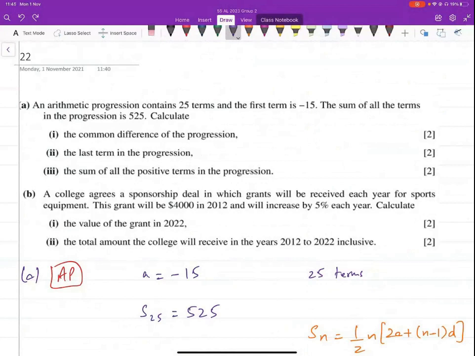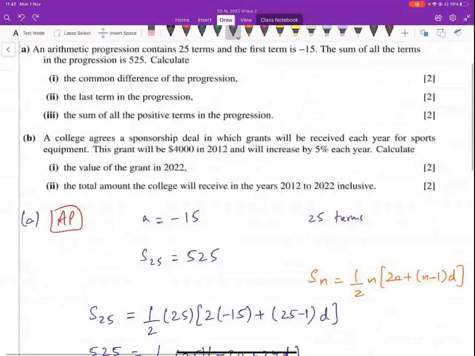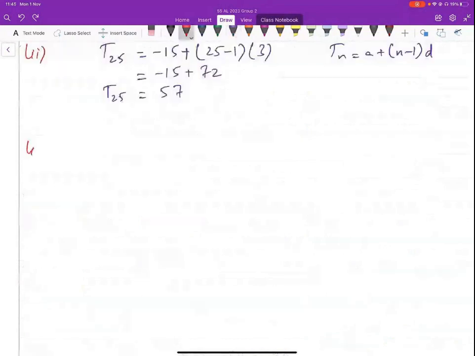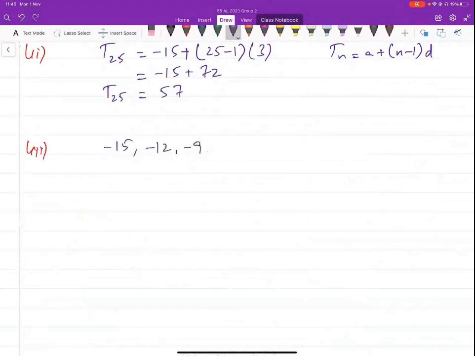Sum of only the positive terms. How is the sequence going to look? It's going to be easier to think of it that way. It starts from minus 15. Then you've got minus 12, minus 9, and so on. It goes on until 57. The last term was 57. It's going like this.